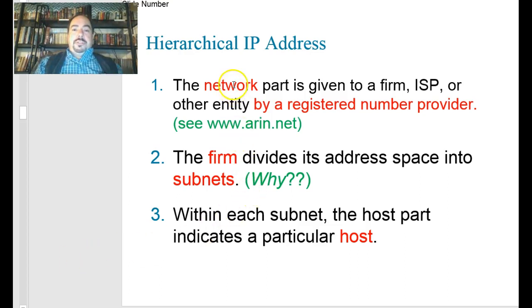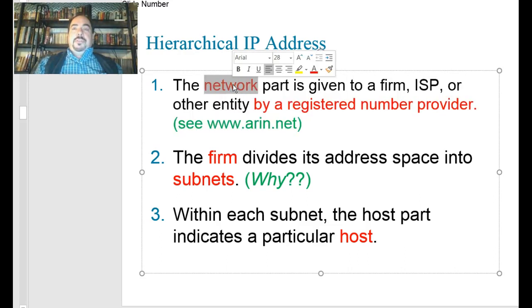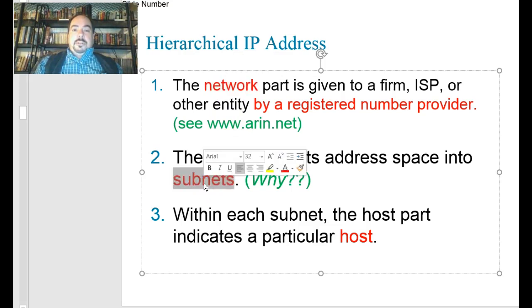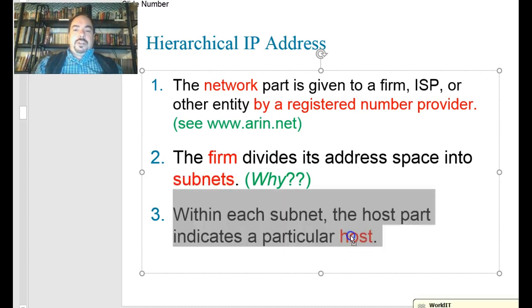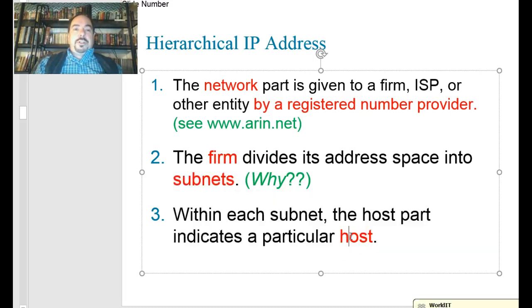But in general, the network part of an IP address is like the zip code. Let's say a subnet would be a city, and then a host would be like a street address. So the 3 parts of any IP address are the network part, the subnet part, and the host part.